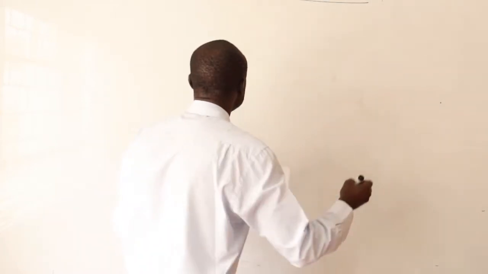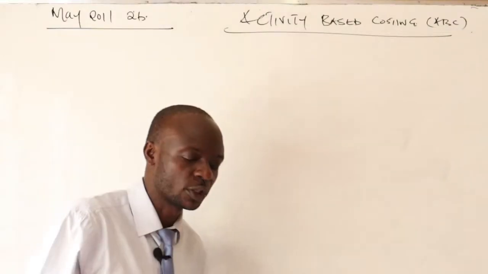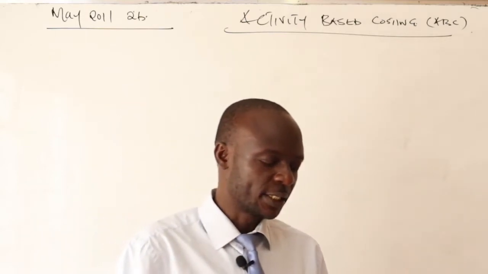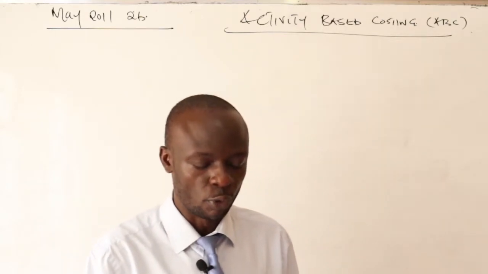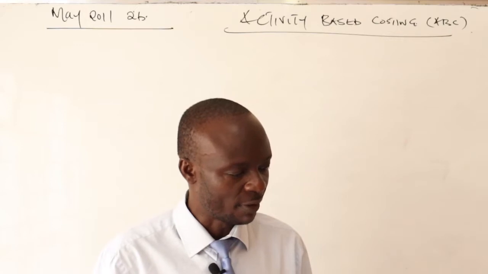We're going to do May 2011, question number 2B. It is a question on activity-based costing. So we're going to look at it, and then we'll also have another chance to look at another question.